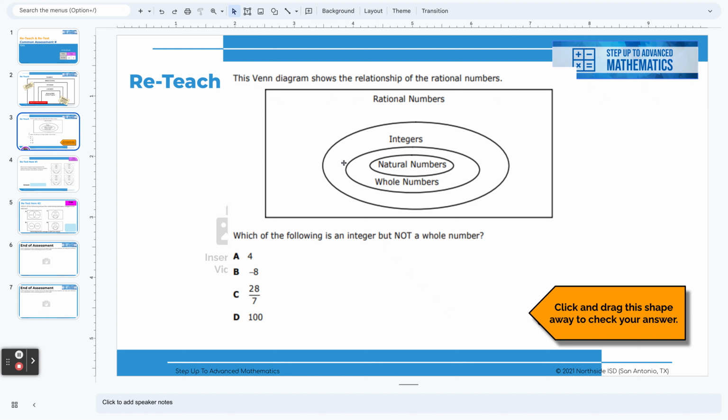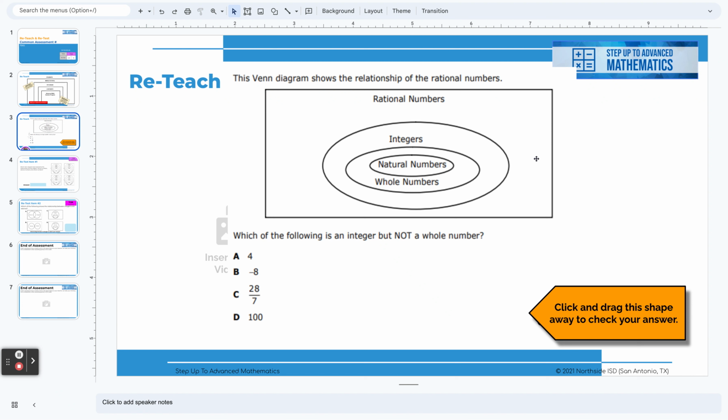This problem tells us the Venn diagram shows the relationship of the rational numbers. So rational numbers would be our general set, right? All these numbers have in common that they're rational. Then we have a subset of integers, another subset of whole numbers, and an even more specific subset of natural numbers, which are just groups of smaller numbers, right? That's what a subset is. So this is a subset of whole numbers, which is a subset of integers, which is a subset of the larger set, rational numbers. Which of the following is an integer, but not a whole number?